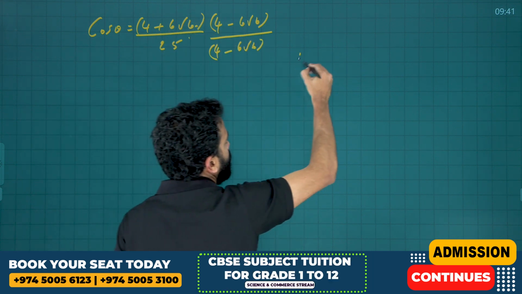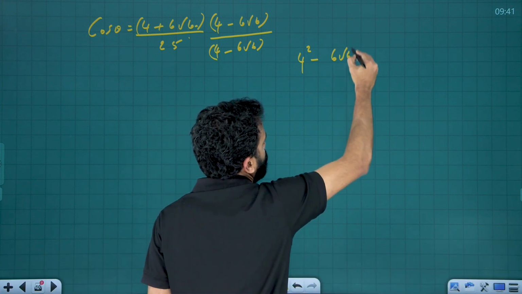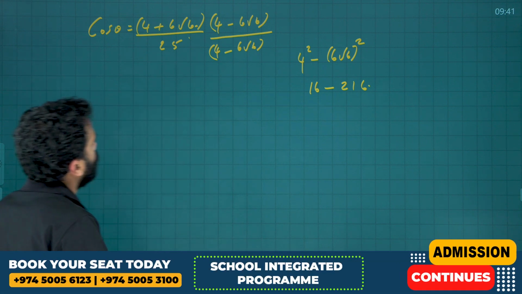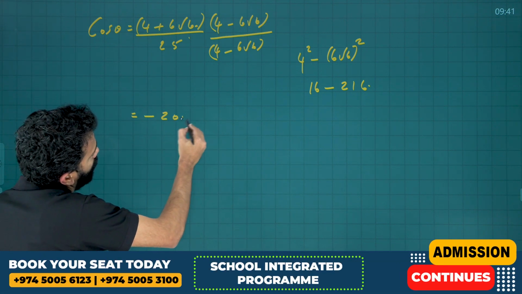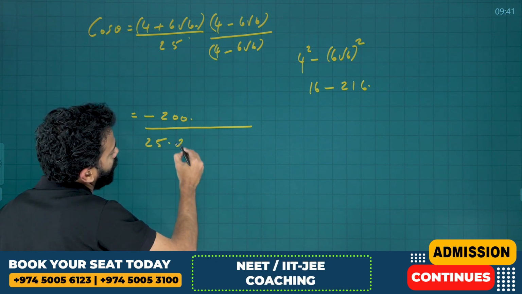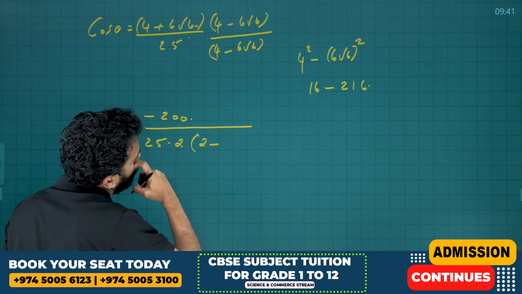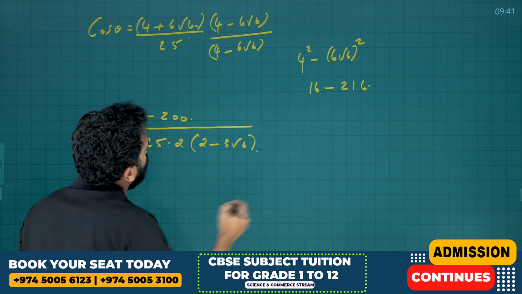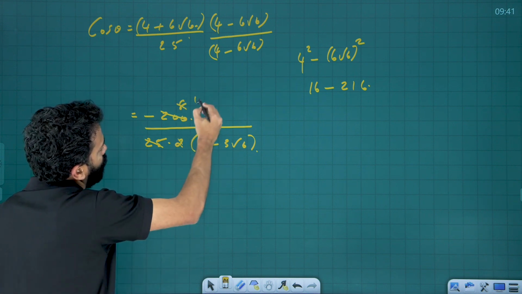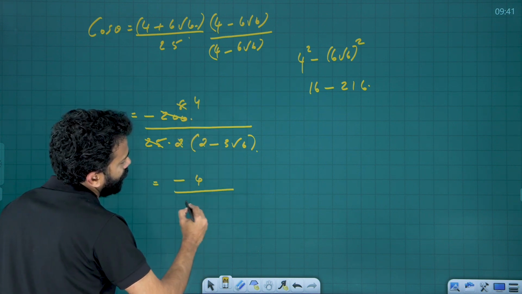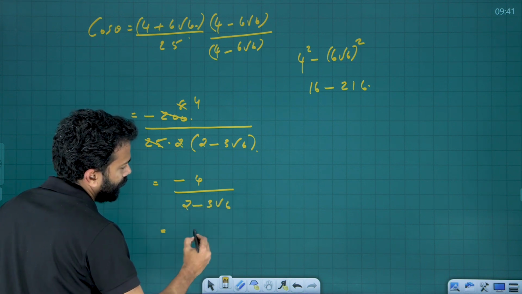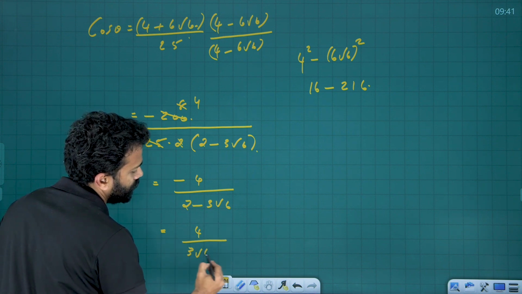You know that. Therefore it will become 4 square minus (6 root 6) the whole square, that is 16 minus 216, that is minus 200. Therefore it becomes minus 200 divided by 25 into, take 2 outside from here, you will get 2 into (2 minus 3 root 6). Hope you are getting the idea. 25 and this will cancel, 8 and this becomes 4, that is minus 4 by (2 minus 3 root 6), or we can write it like this, 4 by (3 root 6 minus 2).